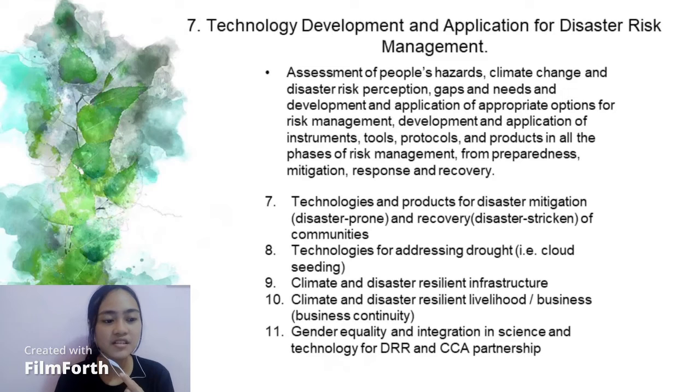Lastly, number 11, gender equality and integration in science and technology for DRR and CCA partnership. We should understand how gender relationship in women's and men's lives is critical to disaster risk reduction, because women and men have different roles, responsibilities, and access to resources that influence how each will be affected by different hazards and how they will cope with and recover from disaster. So, we should increase our understanding of gender concerns and needs in risk reduction. And government should address issues and encourage action and bring equal participation into disaster risk reduction legislation, policies, and programs for sustainable development to any gender. And that will be all.